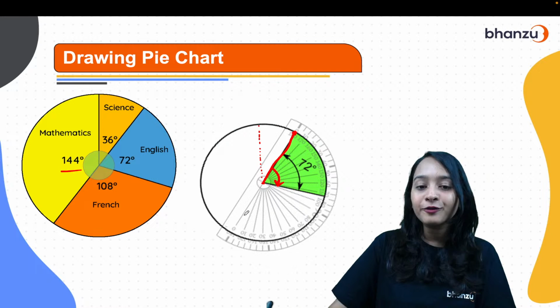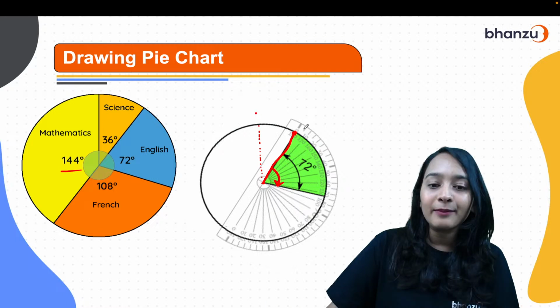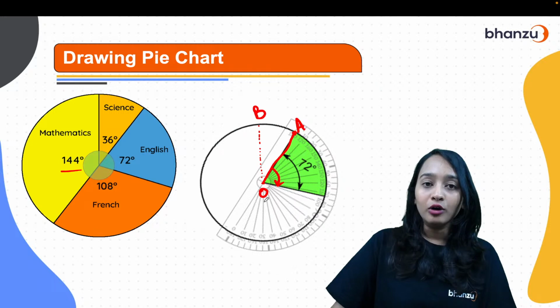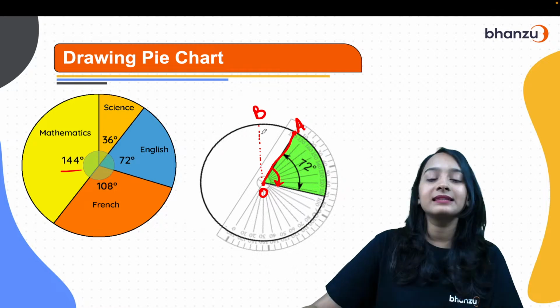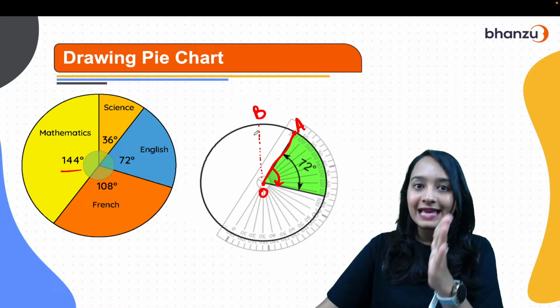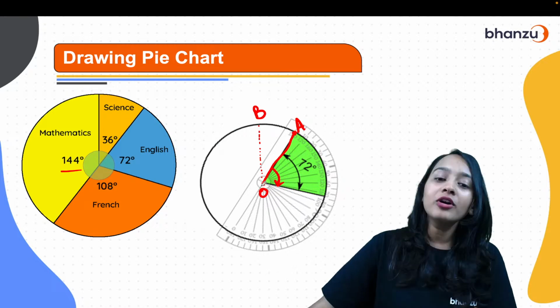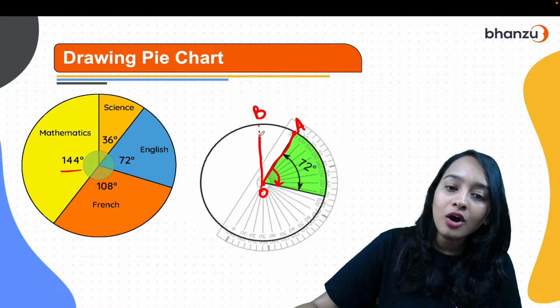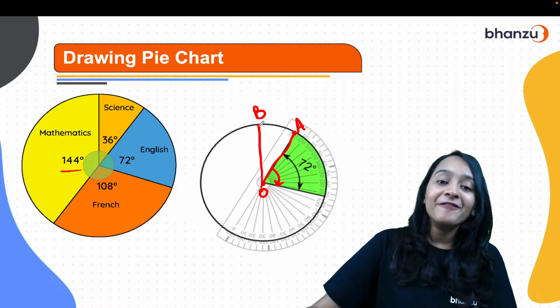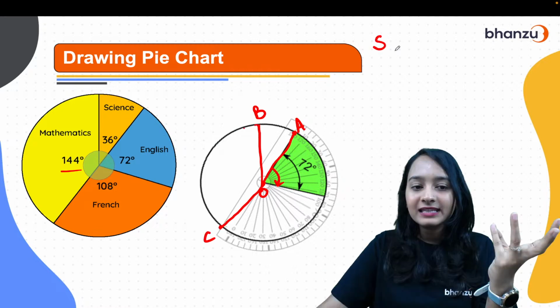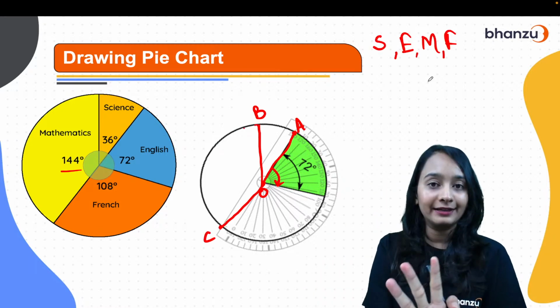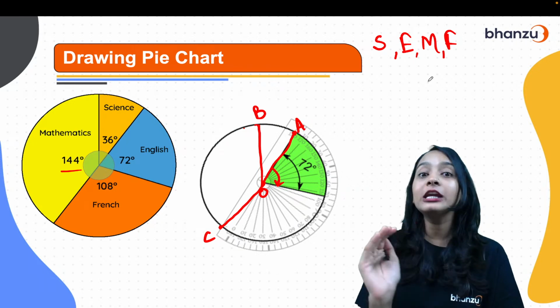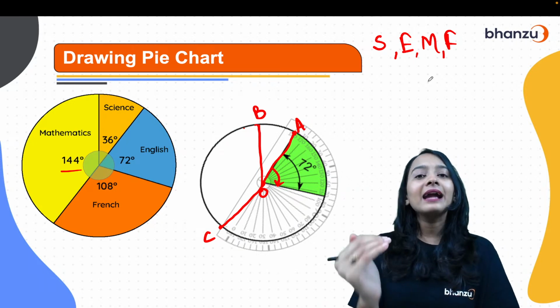Now, I'm going to name this as OA and this as OB. To draw 144 degrees, I am going to take my OB as the baseline of the angle. I'm going to place my protractor on this line OB. From here, I am going to see where the circle should be divided into 4 sectors, but unequal sectors, because each of them has different angles assigned to them.